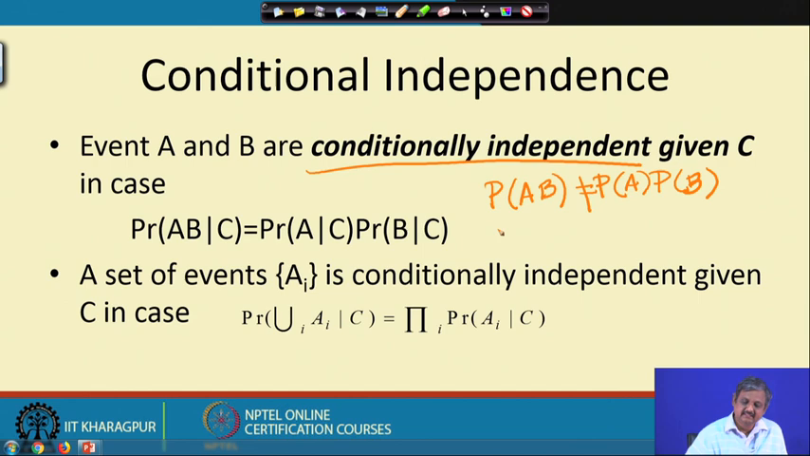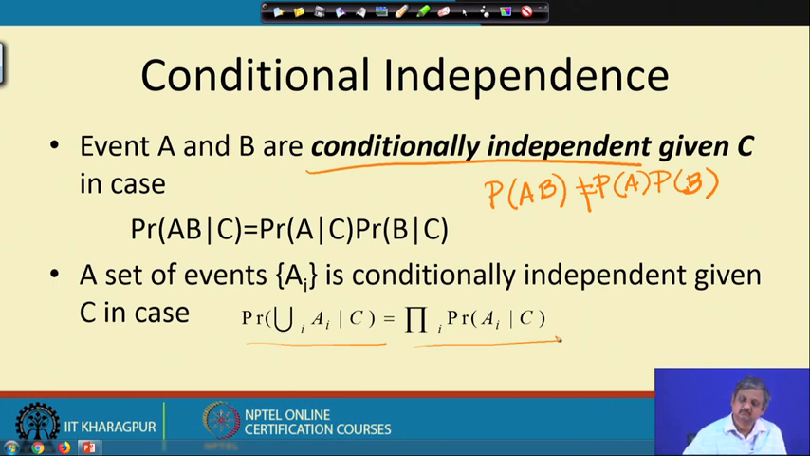Okay. So, in more general terms, if you have I variables A1 to AI, the probability of their union given C is the product of the probabilities of their marginals given C. Okay. So, this is less strict.